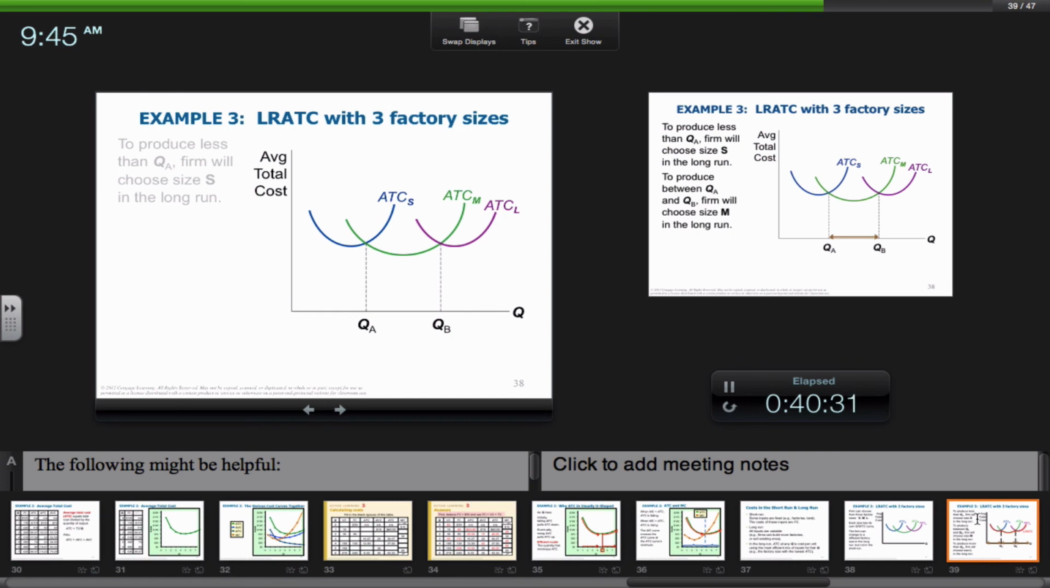Correct. To produce anywhere in between, you're going to build your medium factory. And to produce at QB or anywhere higher, you're going to build the large. And again, how do you know which Q you want to produce? You look at the market for the good you're producing.